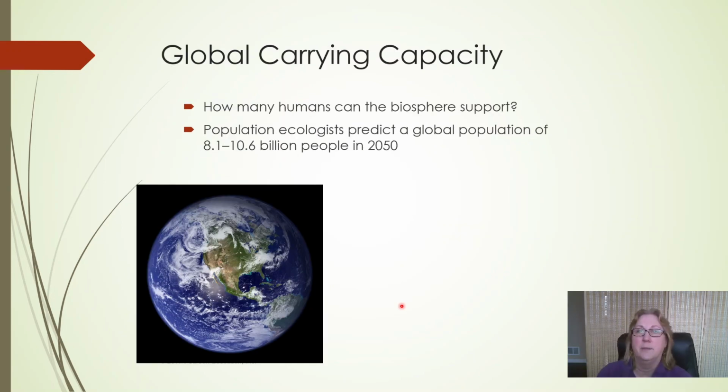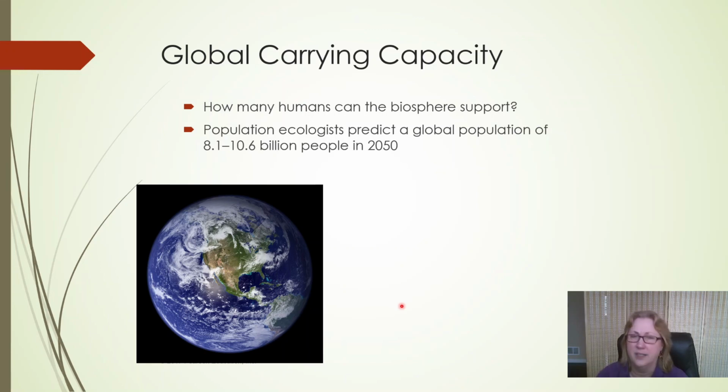So what is the carrying capacity for humans if we consider the whole planet? This is an area of hot debate, with some people putting that number as low as 1 billion, saying we're way over the carrying capacity already, and others saying that it could be as high as 30 billion or even more. But 8 to 10 billion is the average estimate. But really, we don't have a whole lot to base this on.